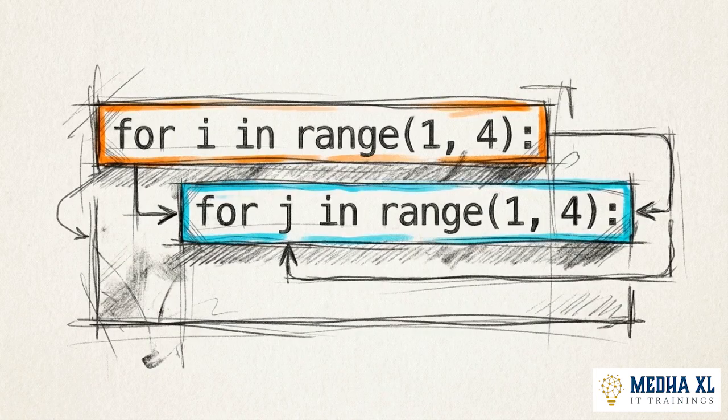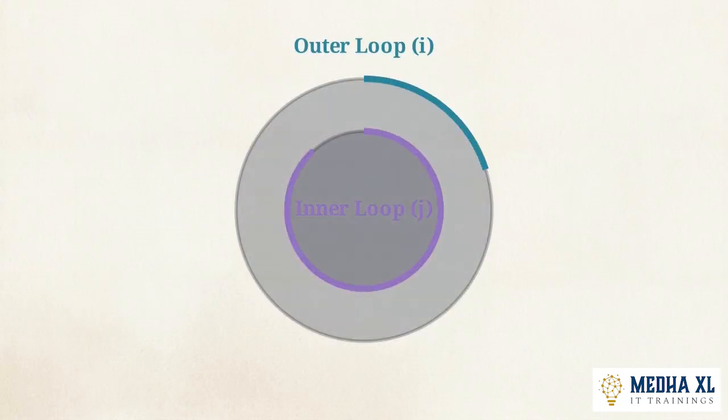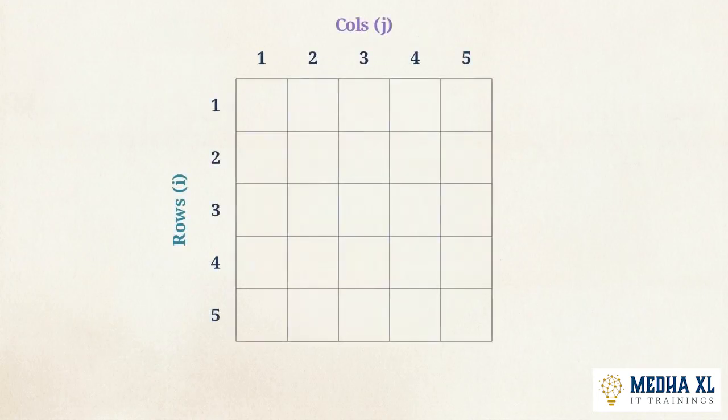Programming reaches higher dimensionality through nested loops, where one loop is placed inside the block of another. In this hierarchy, the outer loop pauses its execution until the inner loop completes its full cycle. This 2D grid shows the spatial relationship. The outer variable drives progression down rows, while the inner variable populates data across columns.